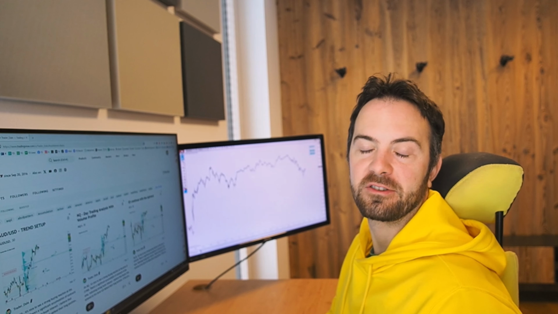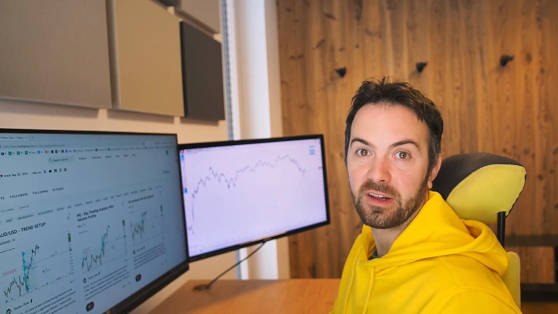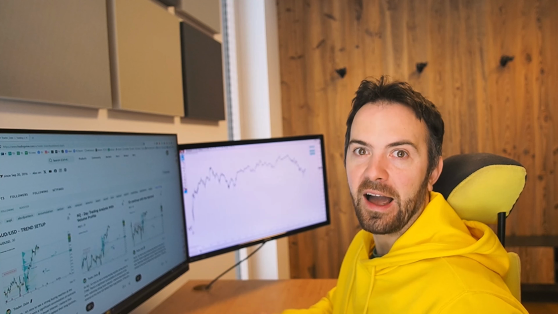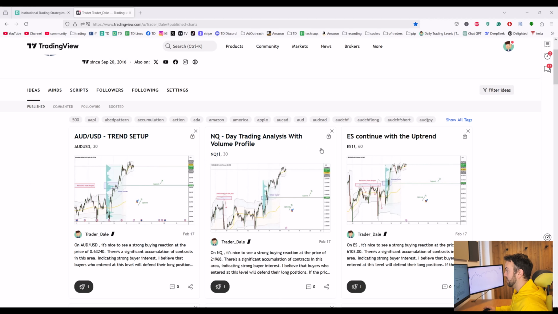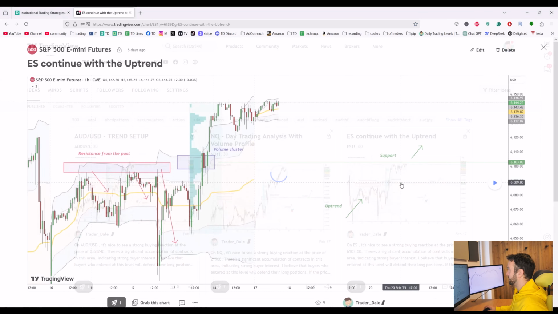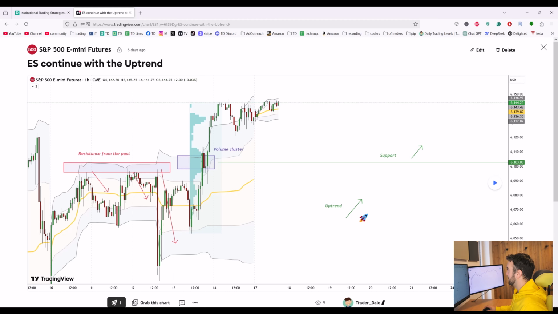Before we jump into the trading ideas, let's do just a quick recap of the trades that we had based on the trading ideas from the previous week. Right here, this is TradingView, and in here you can always find my predictions. So let's start with the ES. This was the prediction on the ES.